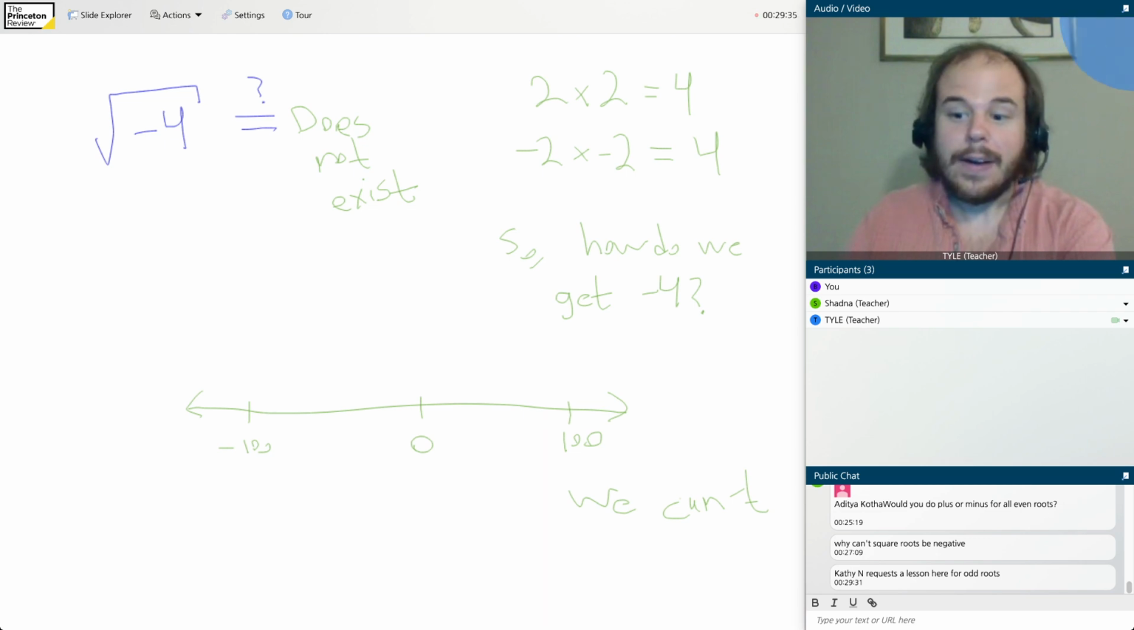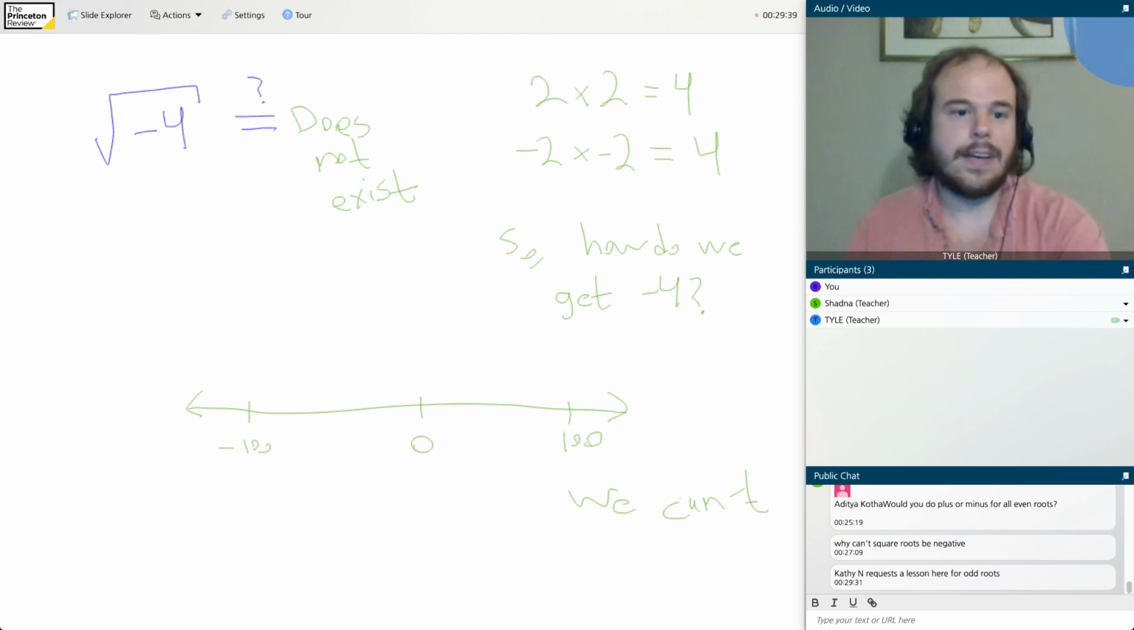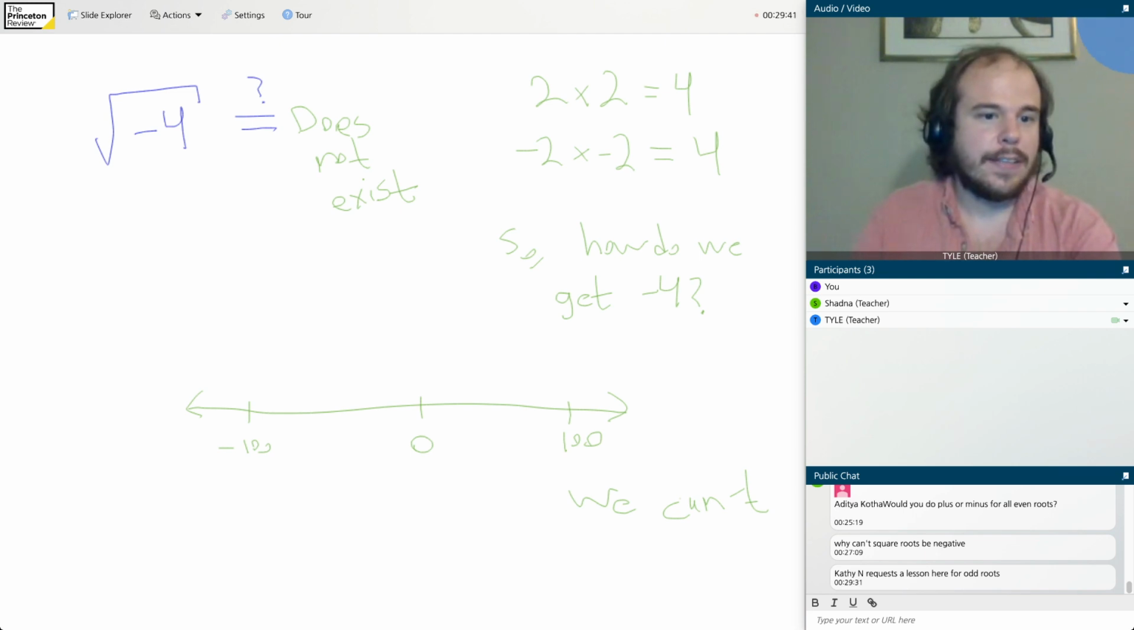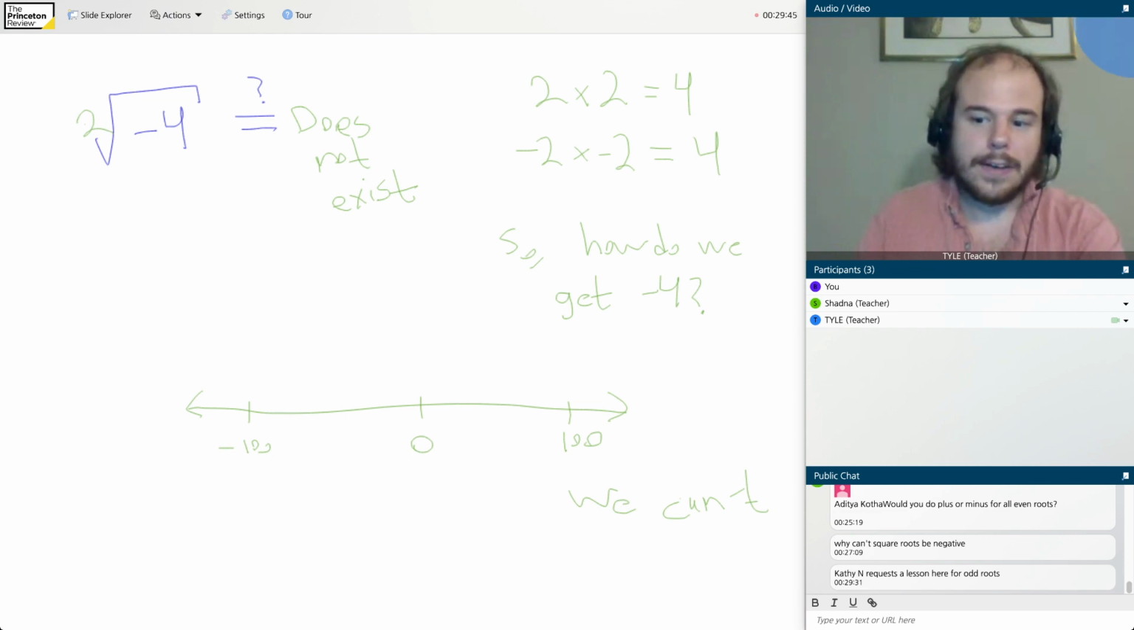Okay, yeah, request a lesson for odd roots, absolutely. So I'll do something pretty similar to what we just saw for even roots. Let's look at, so this is a square root, right, which is even. Let's also talk about odd roots.